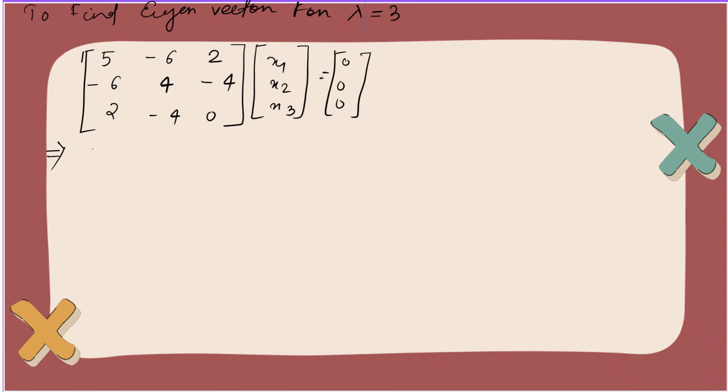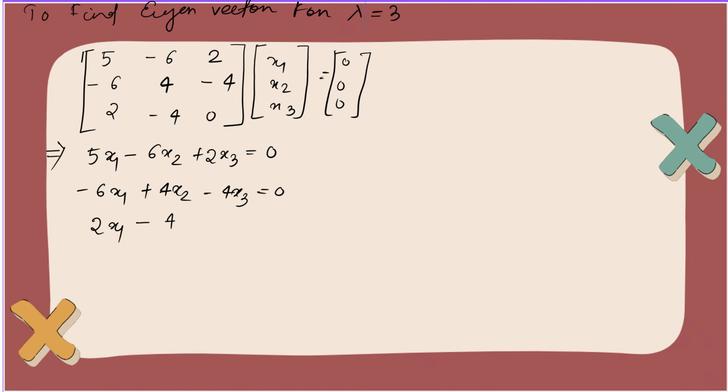First one is 5x1 minus 6x2 plus 2x3 is equal to 0. Second equation is minus 6x1 plus 4x2 minus 4x3 is equal to 0. The third equation is 2x1 minus 4x2, which is equal to 0. This is equation 1, this is equation 2, and this one is equation 3. Now you have to solve these three equations.